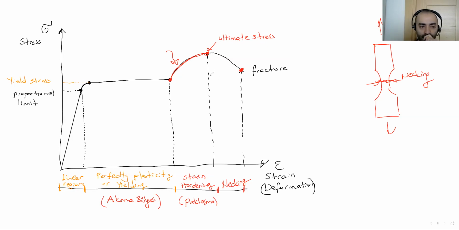Here in the linear region, we have an angle here.